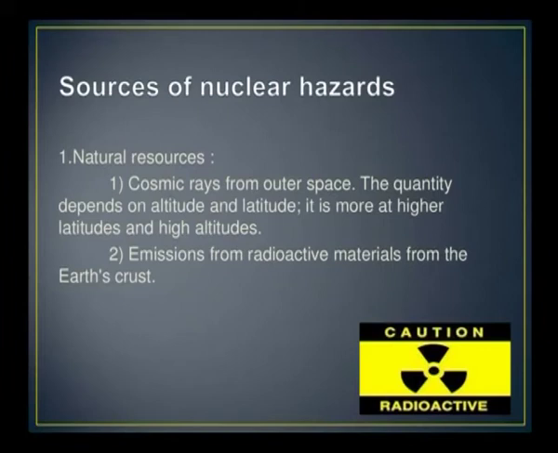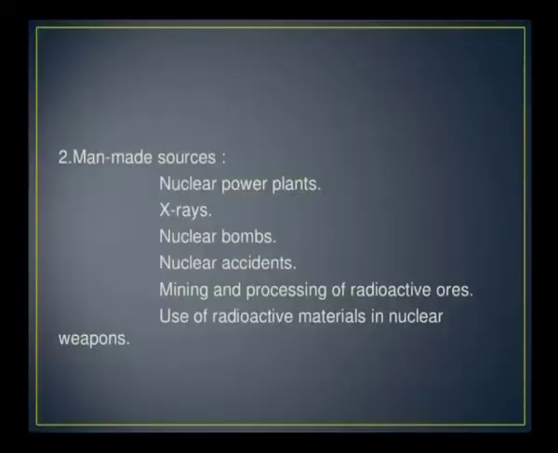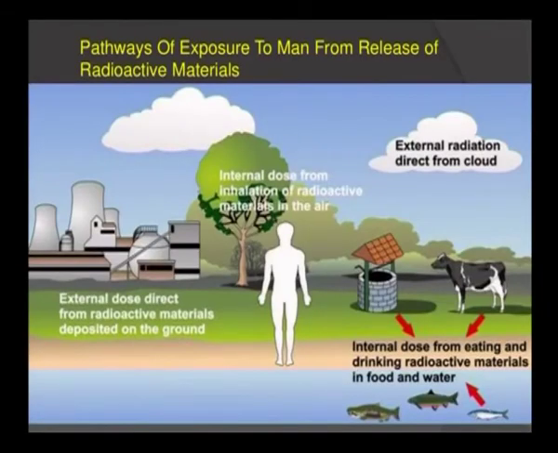Typical sources of nuclear hazards: natural sources are cosmic rays from outer space. The quantity depends on altitude and latitude. It is more at higher latitudes and higher altitudes. Also, emissions from radioactive materials in the Earth's crust. Man-made sources include nuclear power plants, X-rays, nuclear bombs, nuclear accidents, mining and processing of radioactive ores, and use of radioactive materials in nuclear weapons. Pathways of exposure to man from release of radioactive materials: internal dose from eating and drinking radioactive material, which is from food and water.